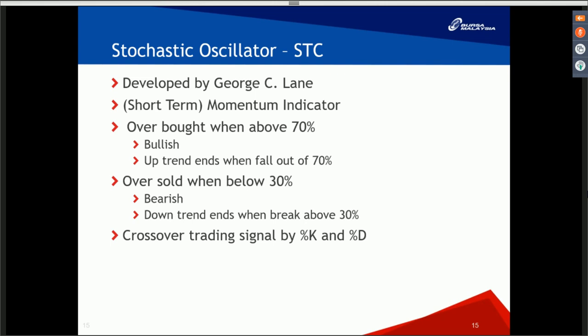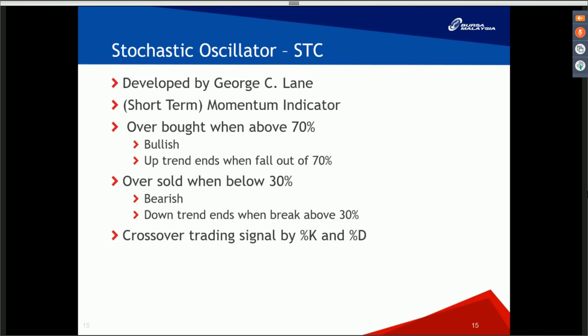short-term bearish mood. Stochastic will indicate the price in a short-term bearish mood. So the downtrend will only end when it breaks above 30%. And this stochastic, or STC, has a better representation of the indicator, which has a crossover trading signal, because stochastic has two lines, the K line and the D line, or %K, %D. So these two are actually the moving average of each other.